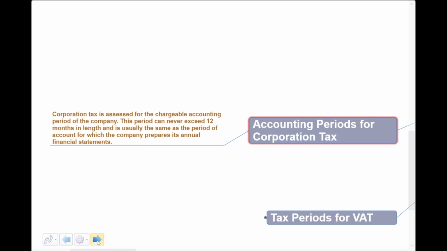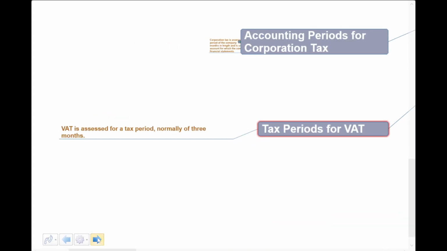What about companies or accounting periods for corporation tax? Okay, well, broadly speaking, companies are charged a corporation tax in relation to a chargeable accounting period. Now, very often, but not always, that's just the period of account. In other words, a company makes up accounts every year to the 31st of December. That's their chargeable accounting period, okay? But note that the period can never exceed 12 months, and as I've just mentioned, usually the same as the period to which it prepares annual accounts.